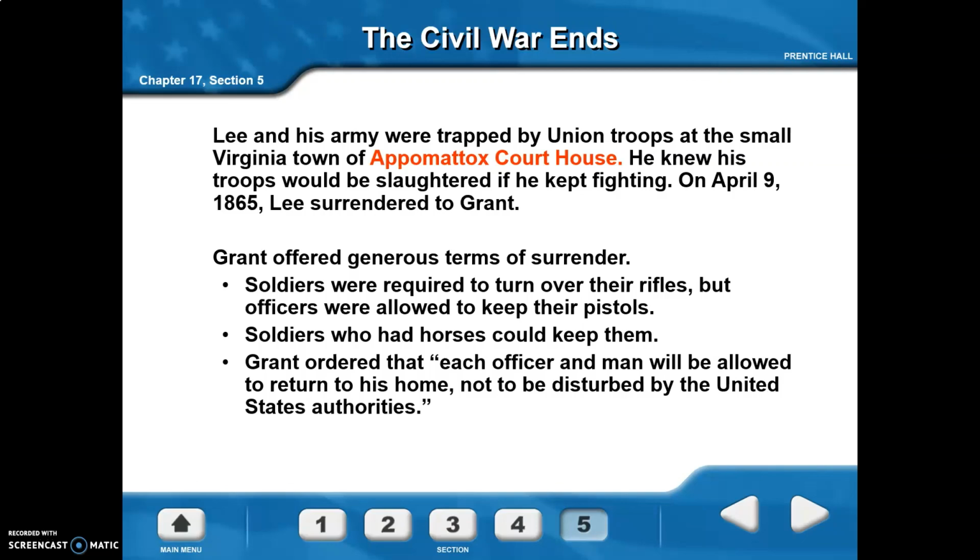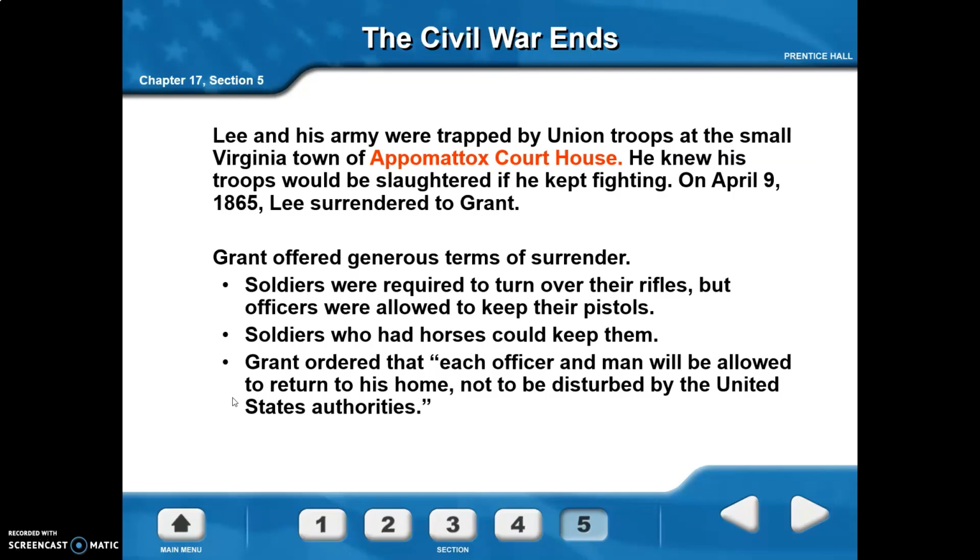The soldiers were required to turn over their rifles. They were allowed to keep their pistols. Soldiers who had horses were able to keep them. And Grant ordered that each officer and man would be allowed to return to his home, not to be disturbed by the United States authorities. And they had to pledge that they were not going to rebel again, that they were going to be loyal to the U.S. And Lee was okay with that term.